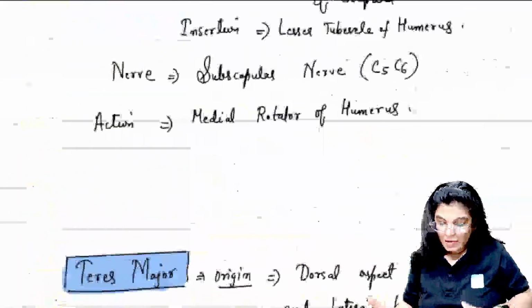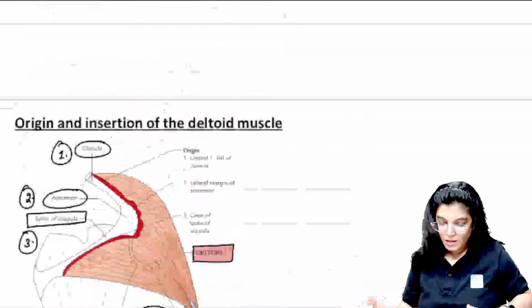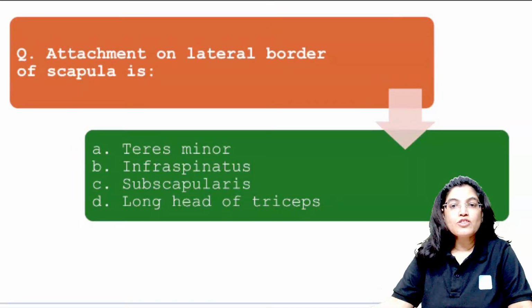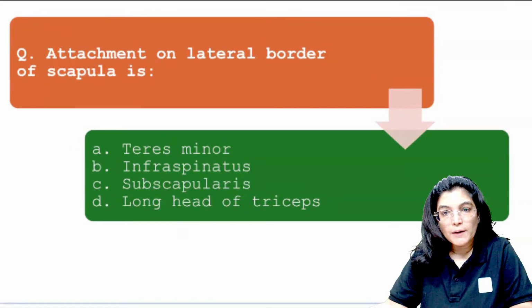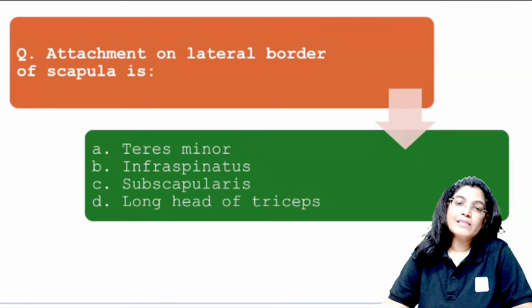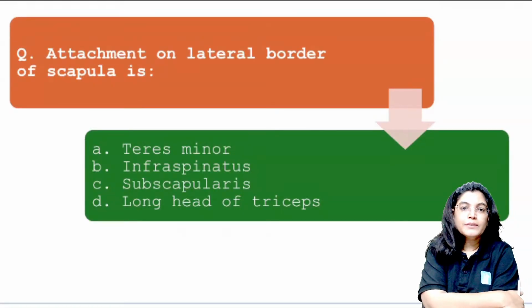Okay. Now I would also like to come to one more MCQ which I want you to solve. Let's solve it. This question asks about attachment on the lateral border of the scapula. Which of the following muscles attaches onto the lateral border of the scapula: teres minor, infraspinatus, subscapularis, or the long head of triceps?